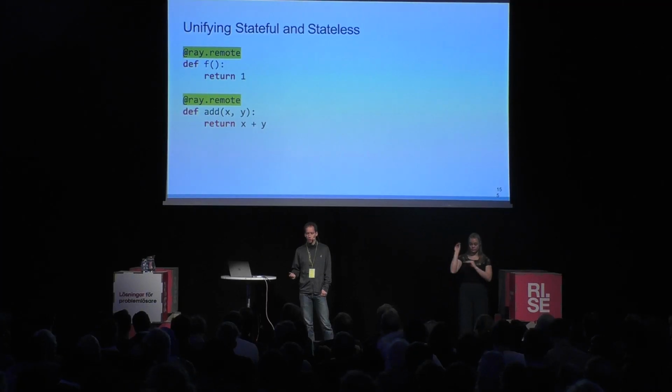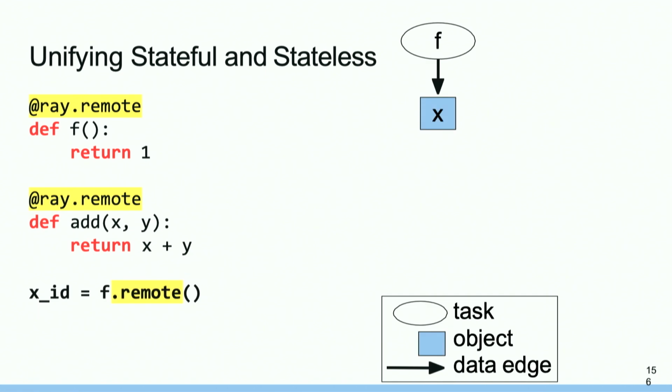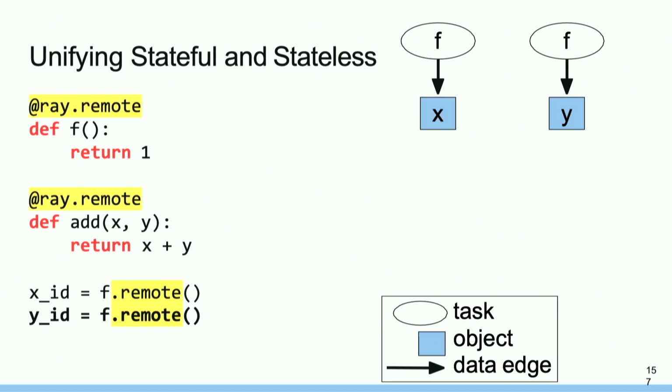So what do you do now to distribute these functions? You put on this decorator called ray.remote, which makes a function into a remote function. And these functions can then be executed anywhere in the cluster. In order to execute the function, you call function name.remote, which will immediately return with a so-called object ID of the result. And then in the background, the compute system Ray will execute it somewhere in the cluster. We do this for 2 functions, and they produce 2 outputs, x and y.